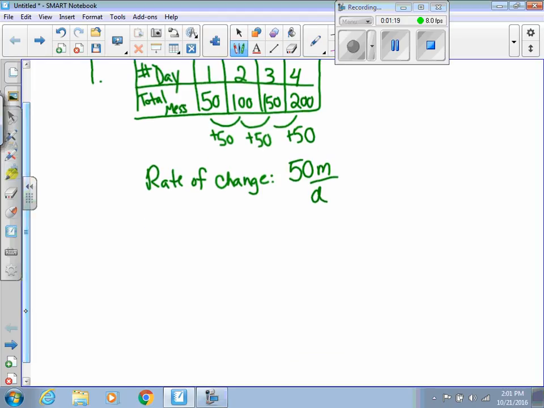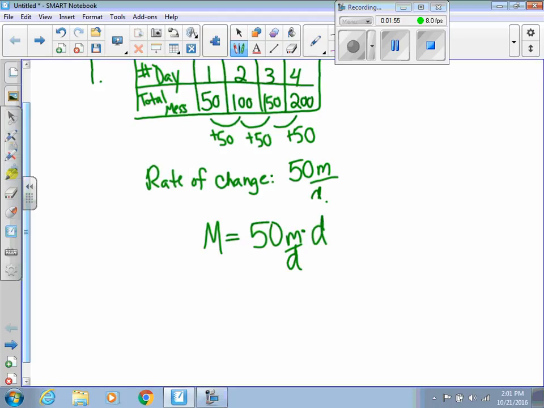And if we look at the rate of change, if it's constant, it'll be a linear relationship. And we can say that the number of messages is equal to the rate of change, which is 50 messages per day times the number of days. Okay? So as you can see, when I plug in the D, the two D's will cancel out and we'll end up with messages.